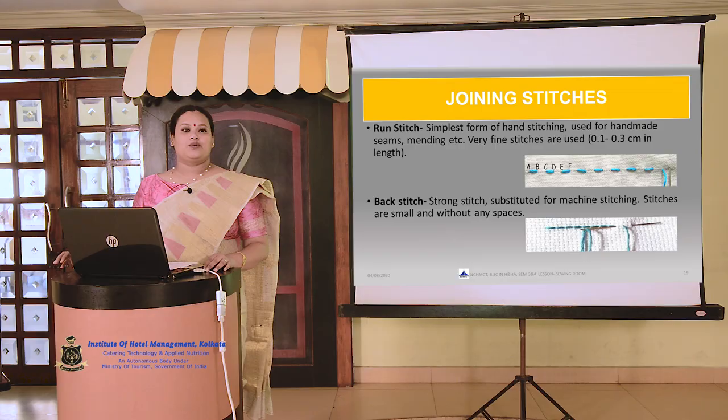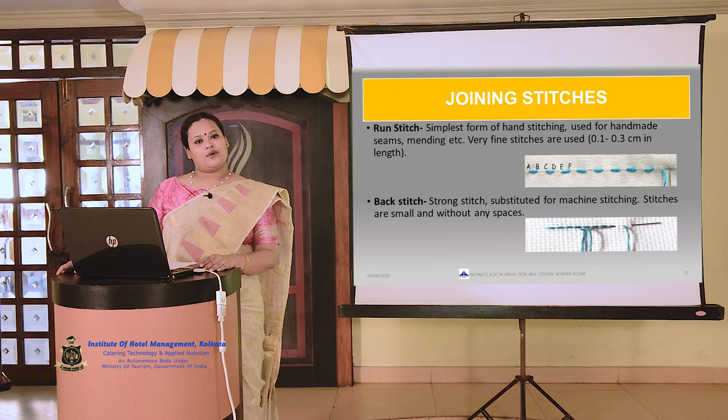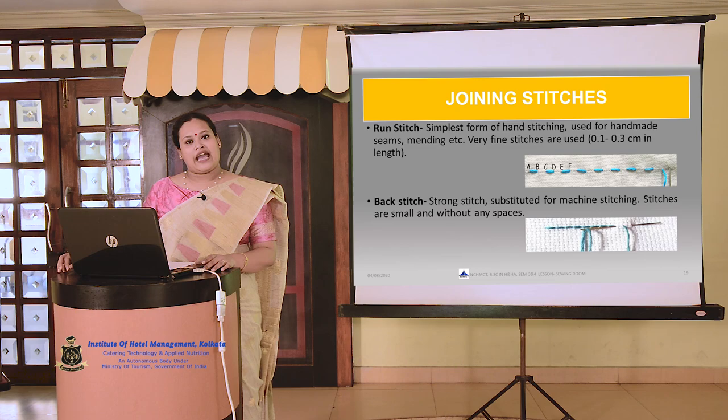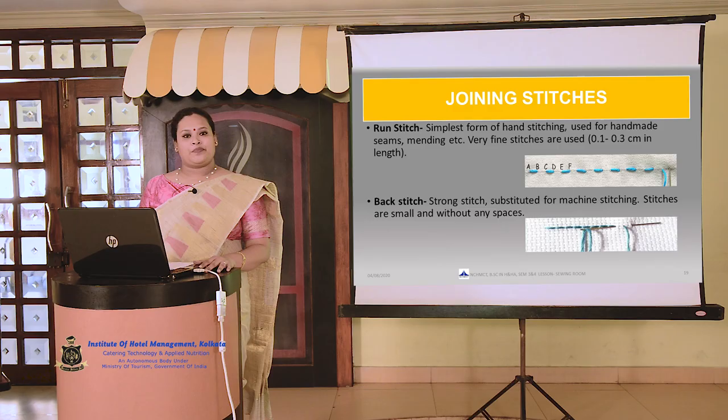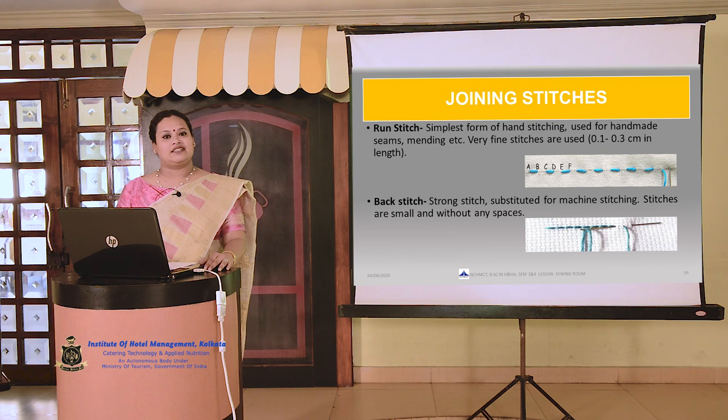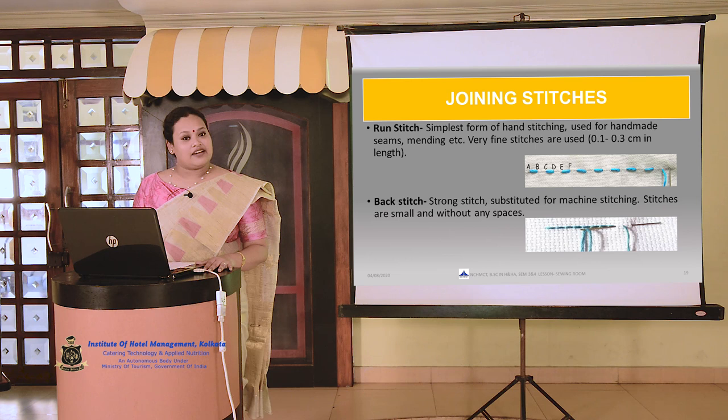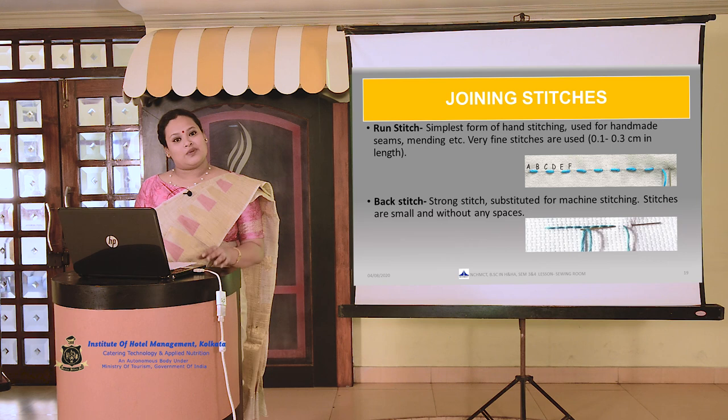It is the simplest form of stitch, which is meant for sealing the edges of the fabric and also for mending. The stitches are very small in size and about 0.1 to 0.3 centimeters in length. The next stitch that we talk about is the back stitch. Back stitch is one of the strongest forms of stitches and can replace machine stitching as well. These are very small stitches without any space in between.